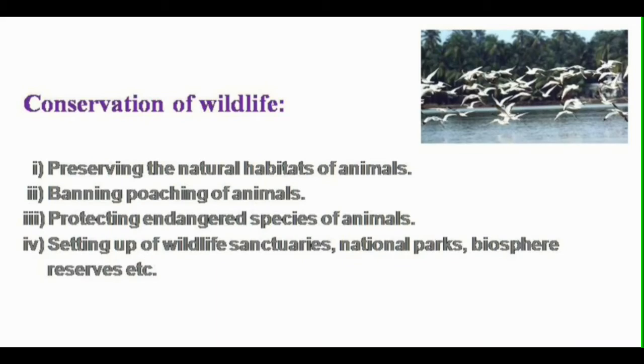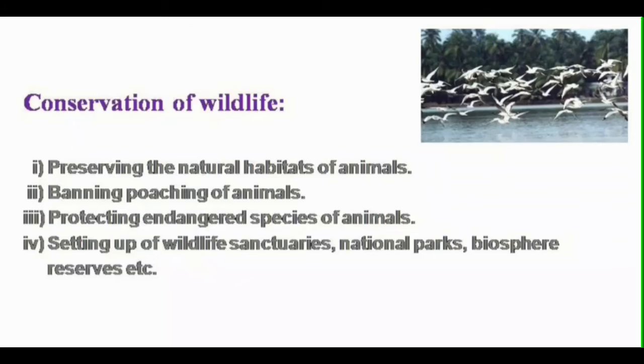Now, we are supposed to conserve wildlife. There are many activities of humans which actually threaten wildlife. Now, how do we conserve wildlife? By preserving the natural habitats of animals, banning poaching of animals. So what is poaching? Poaching is the illegal hunting of animals in the forest. Now, let us also understand how to protect the endangered species of animals.